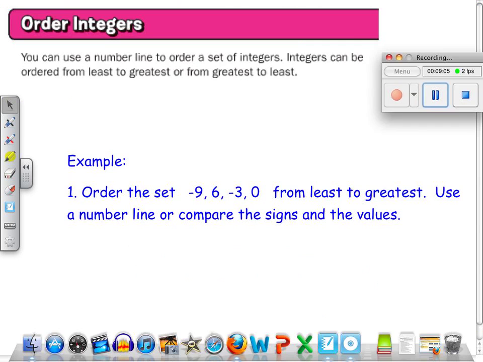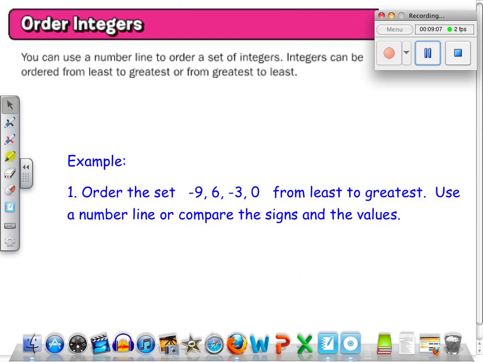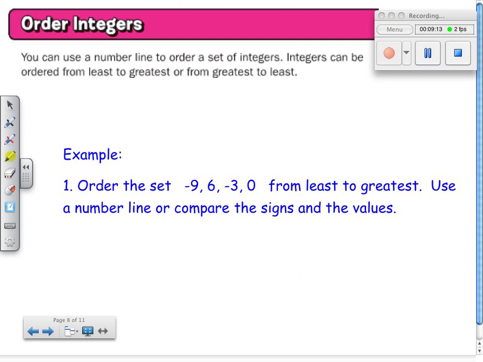You can also use a number line to order a group of integers. You may have more than, oops, sorry guys, that was a little crazy. Let's try that again. Stop that. Let's try that. There we go.